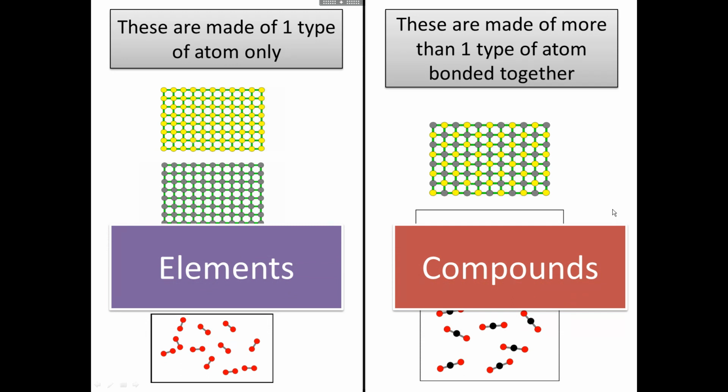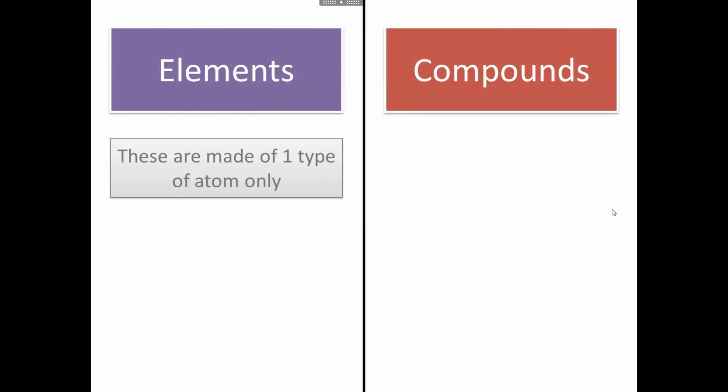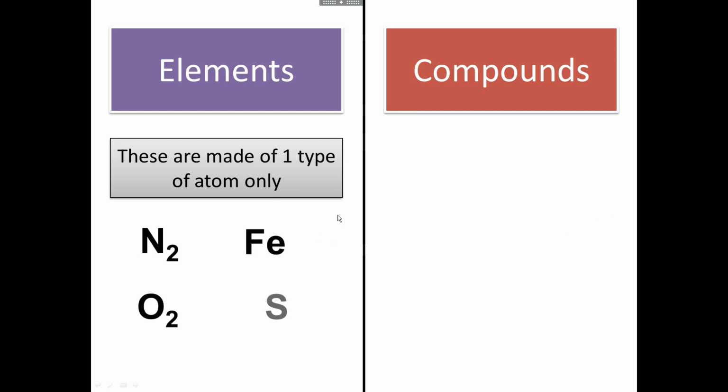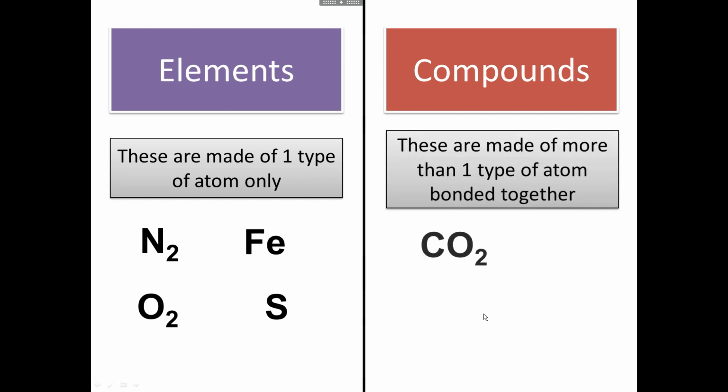So hopefully these examples are helping you to understand the difference between an element and a compound. Remember the definition, elements are made of one type of atom only. You can sometimes tell that from their chemical formula. There will be only one atomic symbol in the chemical formula. Whereas with a compound, in the chemical formula, there will be more than one type of atom.